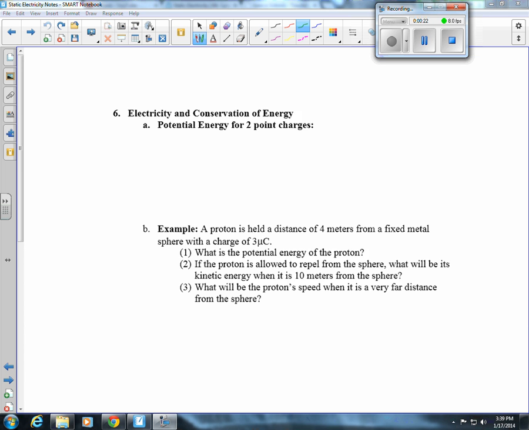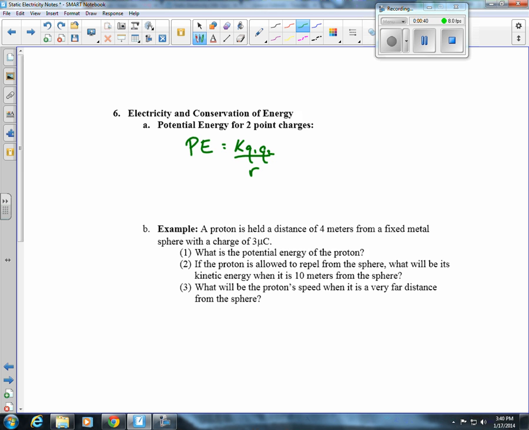So the first thing, if I have two charges here, they're two positive charges, and I'm holding them, they want to fly apart, and if I'm holding them there's some energy stored in there, so that's going to be potential energy. So we can calculate the potential energy using this equation, Q1, Q2 over R.